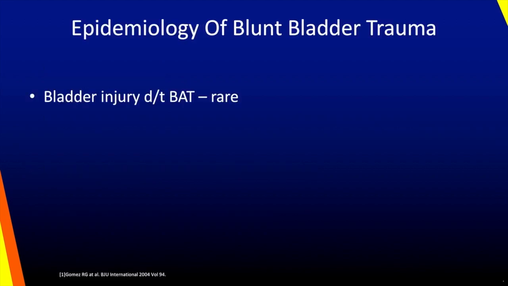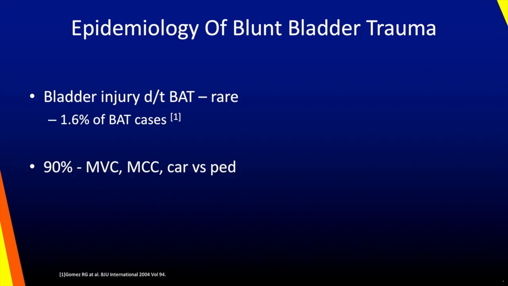Bladder injuries due to blunt abdominal trauma are rare, occurring in 1.6% of blunt abdominal trauma cases. 90% are due to motor vehicle crash, motorcycle crash, or car versus pedestrian. Contusions are by far the most common injury, followed by extraperitoneal bladder rupture, intraperitoneal bladder rupture, and combined bladder rupture.